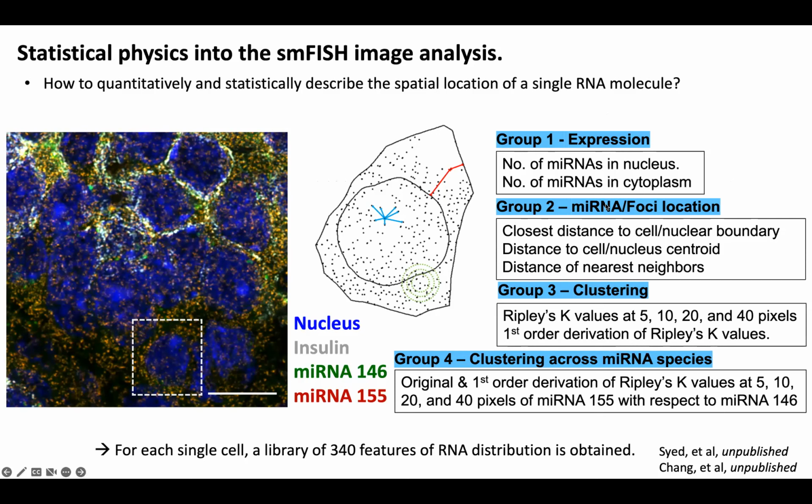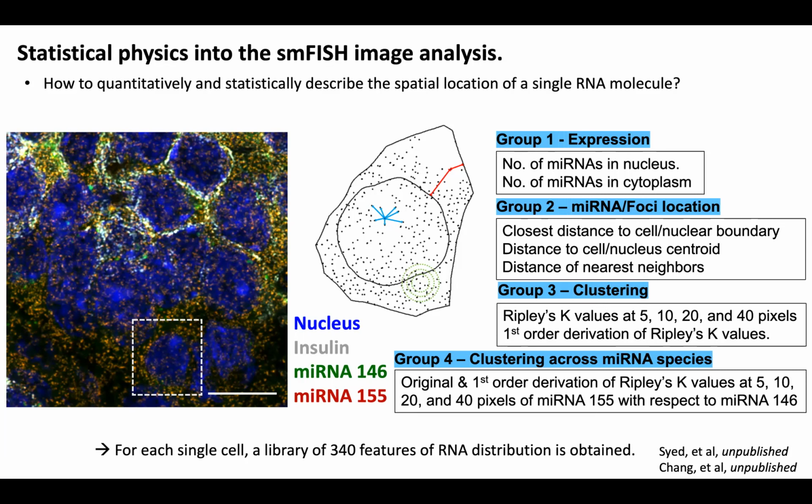Take an example of this data from the tissues. For one cell of the tissue, it can be extracted to get a reconstruction of the nucleus, the nuclear envelope, as well as the cell boundary. For each RNA molecule we identified here, we quantify its physical location by four categories of features. The first one is the expression. The second one is their location.